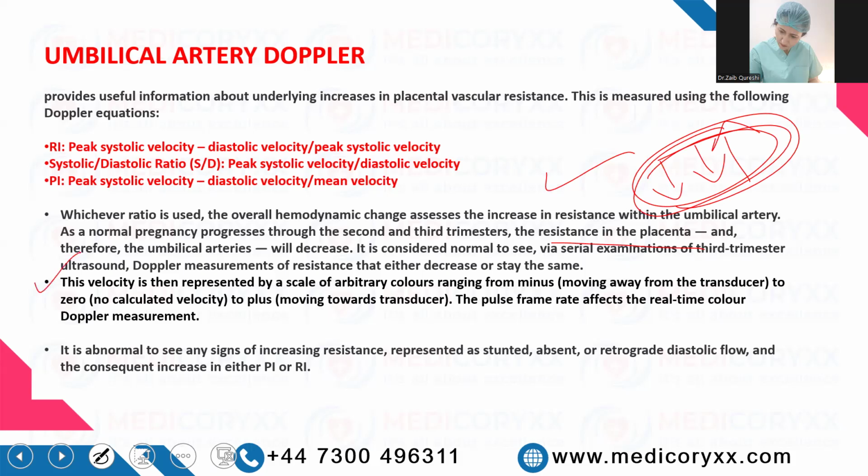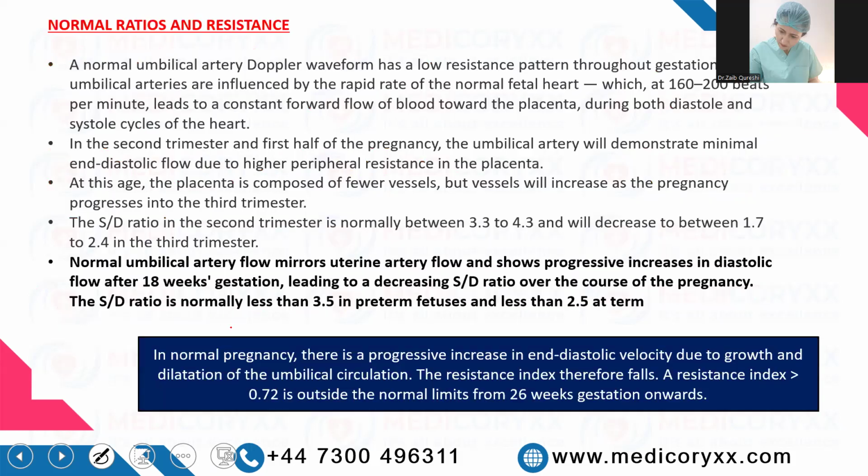The velocity is represented by a scale of arbitrary color, ranging from minus, meaning moving away from the transducer, to 0, or no calculated velocity, to plus, moving towards the transducer. The pulse frame rate affects the real-time color Doppler measurement. So it is very important what we are doing. So normal ratios and the resistance are there, okay?